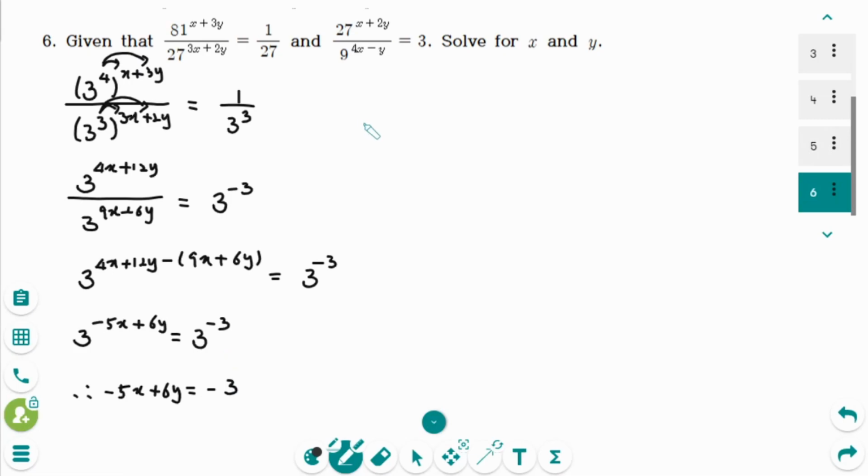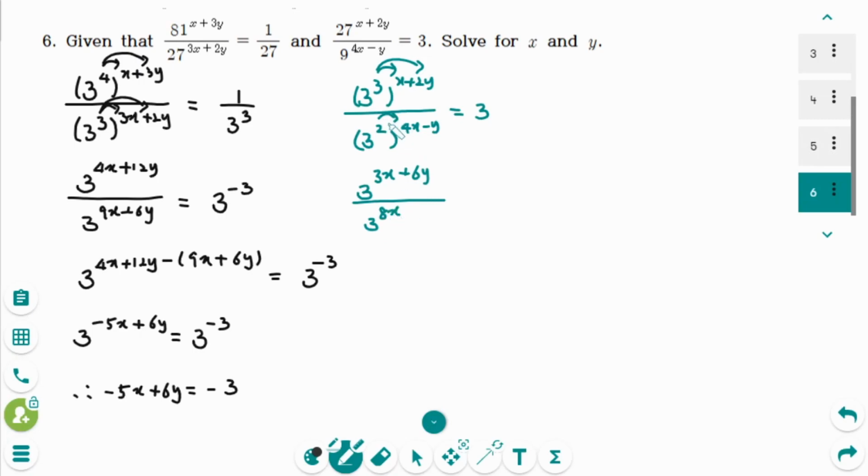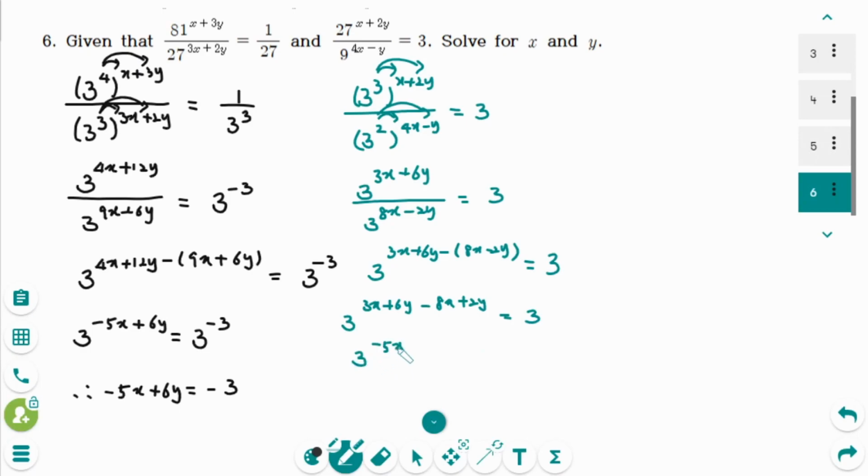And the second equation, we can rewrite as base 3. 3 to the power of 3 to the power of x plus 2y over 3 squared to the power of 4x minus y equals 3. 3 to the power of 3x plus 6y over 3 to the power of 8x minus 2y equals 3. 3 to the power of 3x plus 6y minus 8x plus 2y equals 3. 3 to the power of minus 5x plus 8y equals 3. Therefore, minus 5x plus 8y equals 1.